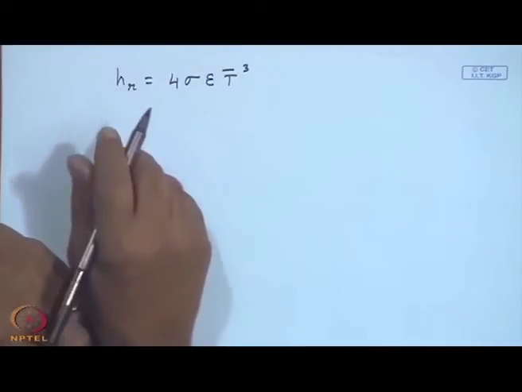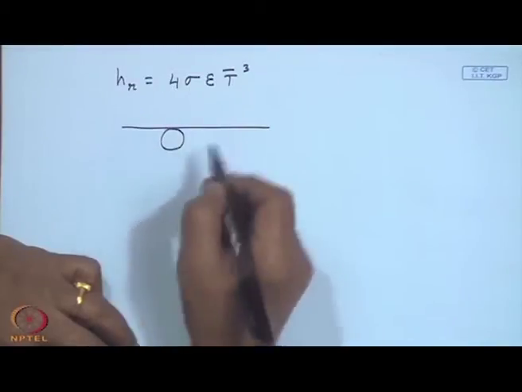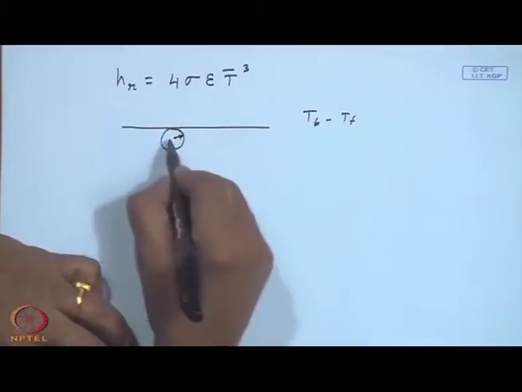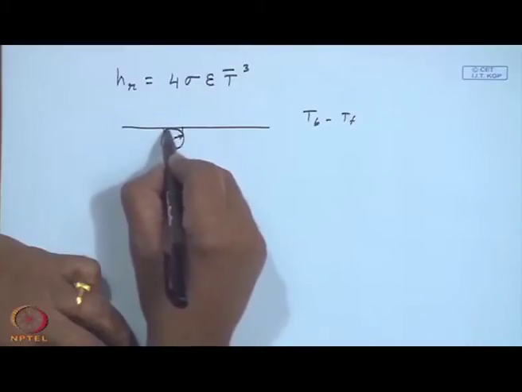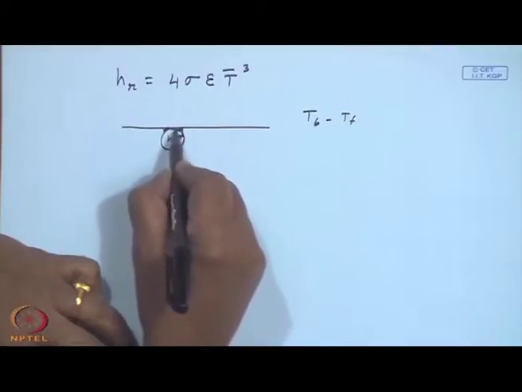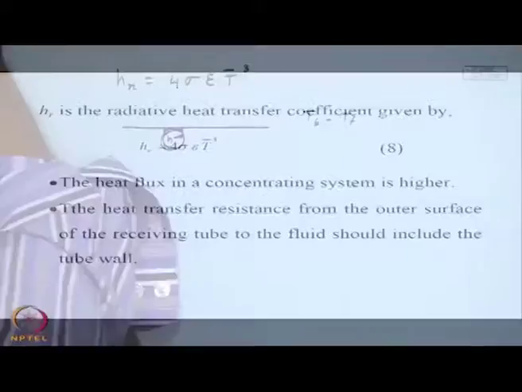The heat flux in a concentrating system is higher, so the heat transfer resistance from the outer surface of the receiving tube to the fluid should include the tube wall. If you recall, in our flat plate analysis, T_b minus T_f has been expressed only in terms of heat transfer resistance inside, and the bond conductance or the resistance due to bond here, but the thermal conductivity of the material or the pipe has not been included, resistance due to the material has not been included.